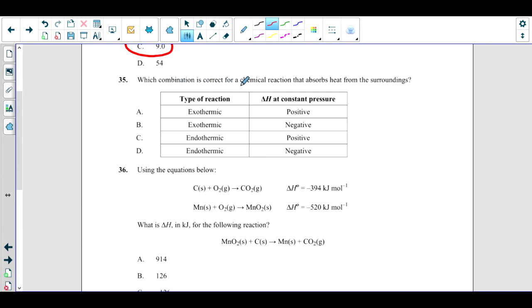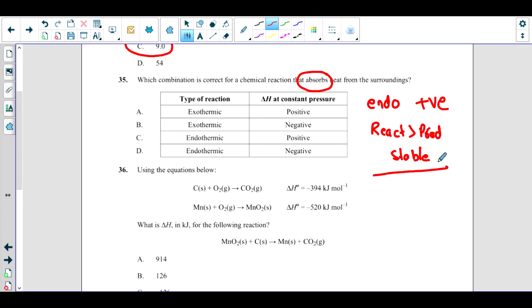Which combination is correct for a chemical reaction that absorbed heat from the surrounding? Now it's absorbing heat from the surrounding, so what reaction is it? It's endothermic. The delta H sign will be positive. Reactants will be more stable than the products, stable because they have less energy. So what is true in this case? Absorbing heat, so delta H is positive and it's an endothermic process.